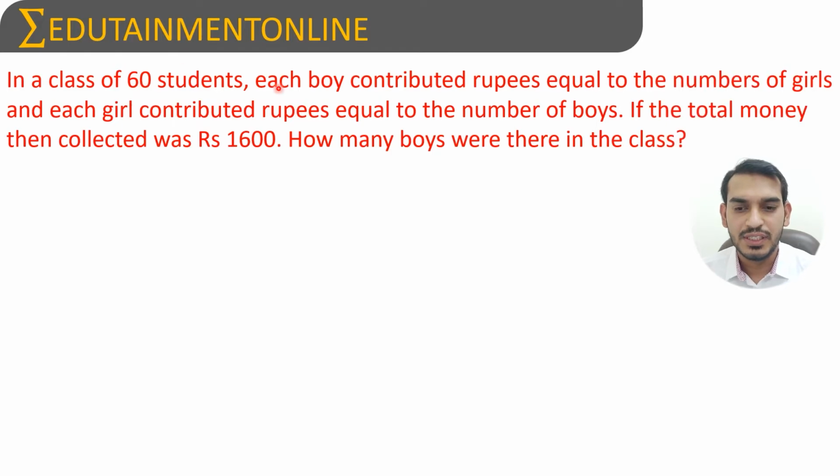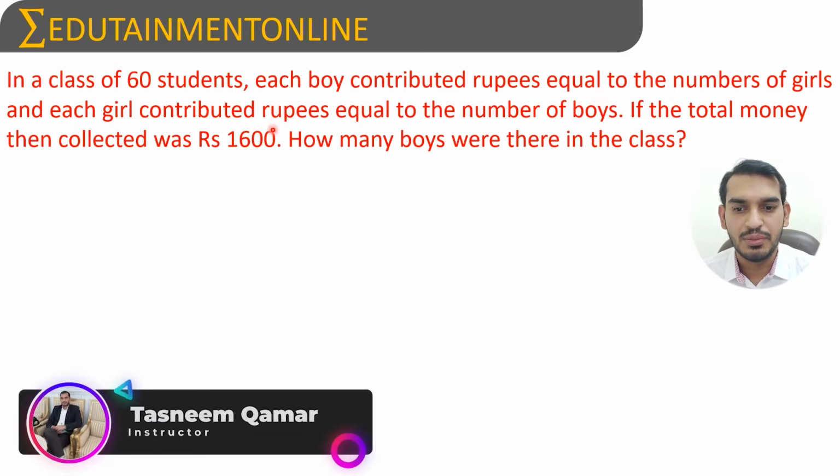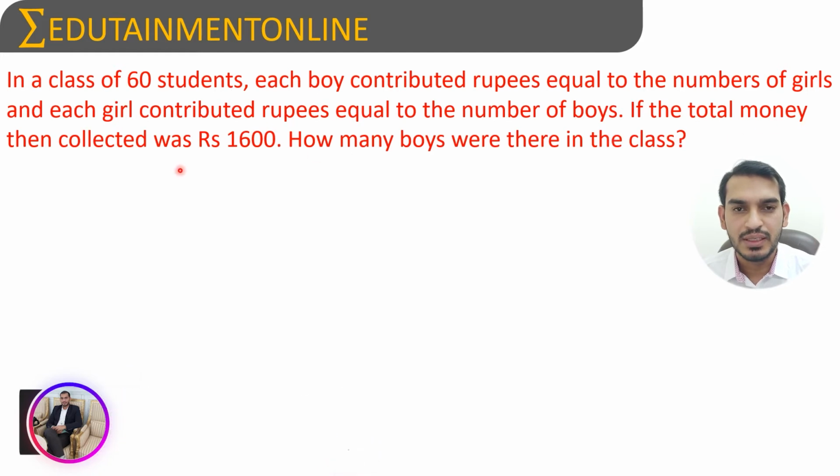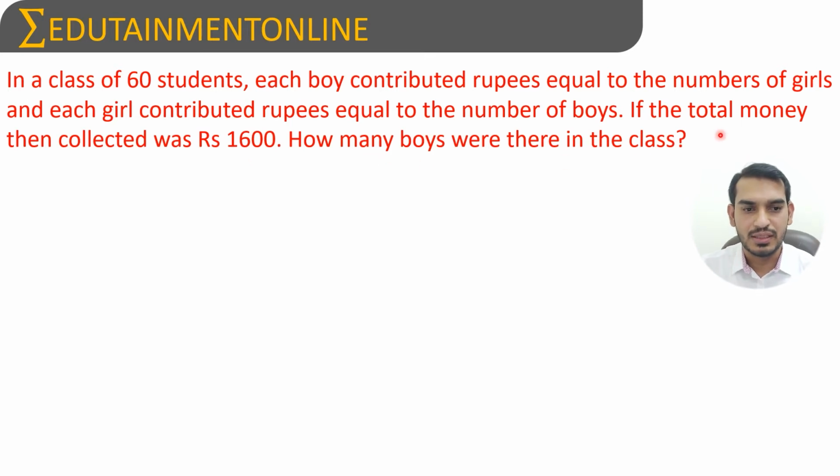In a class of 60 students, each boy contributed rupees equal to the number of girls and each girl contributed rupees equal to the number of boys. If the total money then collected was 1600 rupees, how many boys were there in the class?